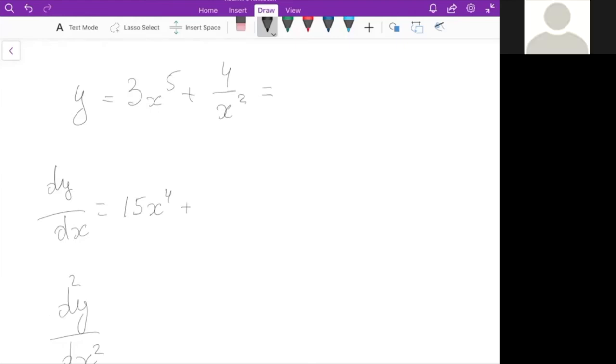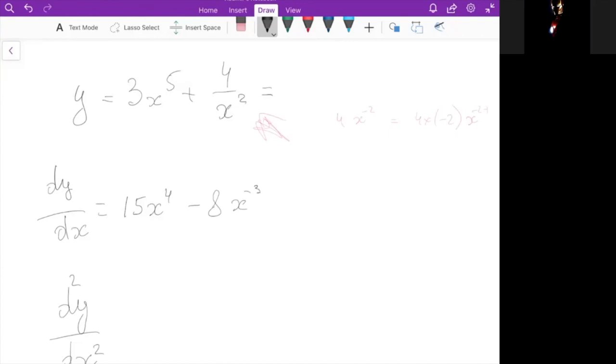It'll be minus 8. Actually, plus 8x^-3. Well, you were right first time, minus. Oh, yeah, minus 8x^-3. So if we rearrange that bit here, we have 4x^-2. So 4 multiplied by -2, x^(-2-1). What is it? Minus 8x^-3. Yep. Good.